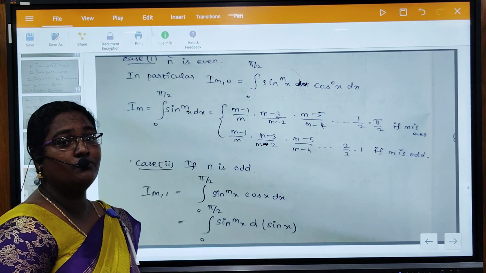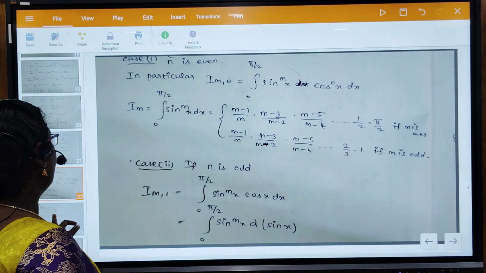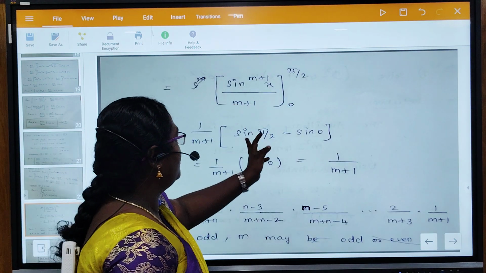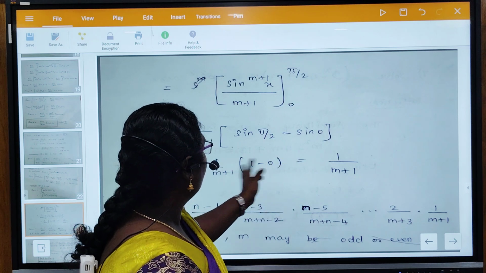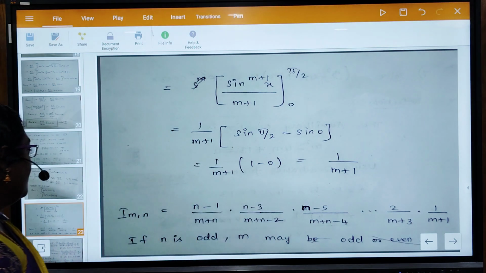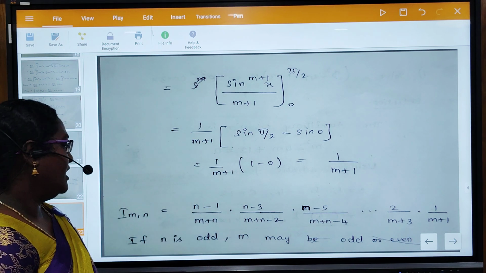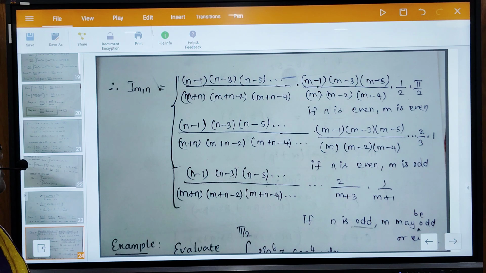Again using the integration formula for x power n dx. What is the integral of x power n dx? It is x power n plus 1 by n plus 1. Using the concept, we are substituting the limits. Sin 90 is 1 and sin 0 is 0. So we will have 1 by m plus 1. So this is the formula if n is odd; m may be odd or even. This is the formula. I have given all the formulas in a separate slide.